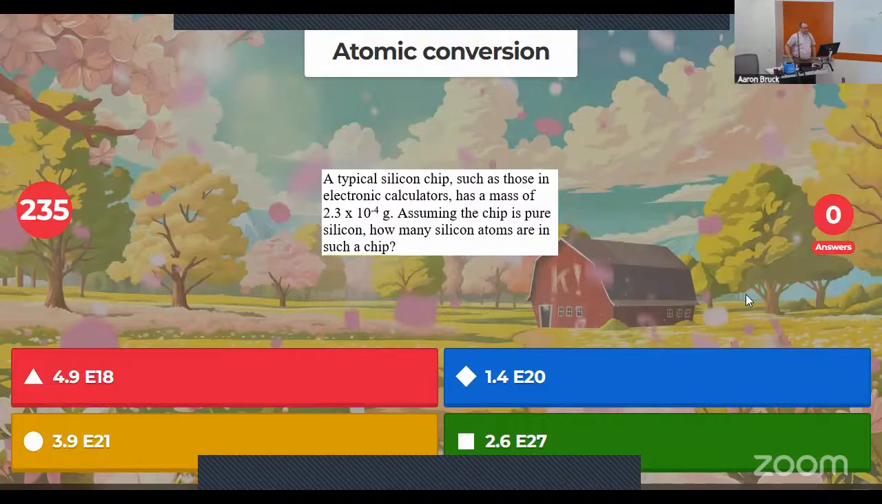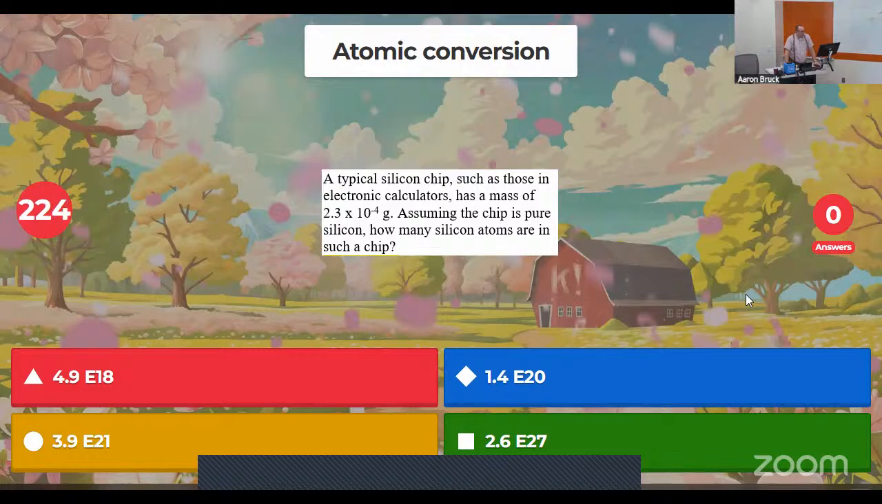All right, we've got a silicon chip. Has a mass of 2.3 times 10 to the negative fourth grams of silicon. How many atoms are in that chip? Now, just a word of warning, on the ACS exam, they are not going to use the E notation for scientific notation. I'm using it here because the Kahoot doesn't allow me to do subscripts and superscripts.